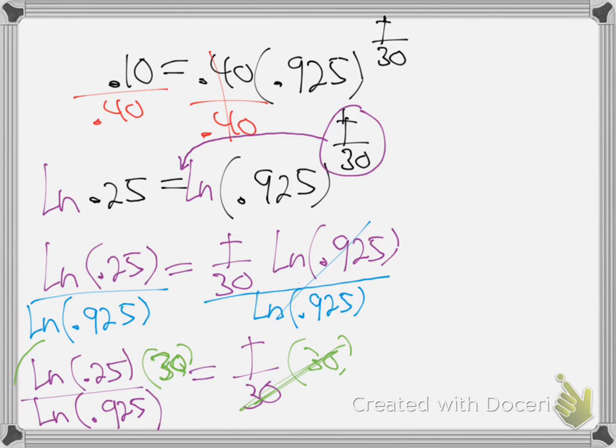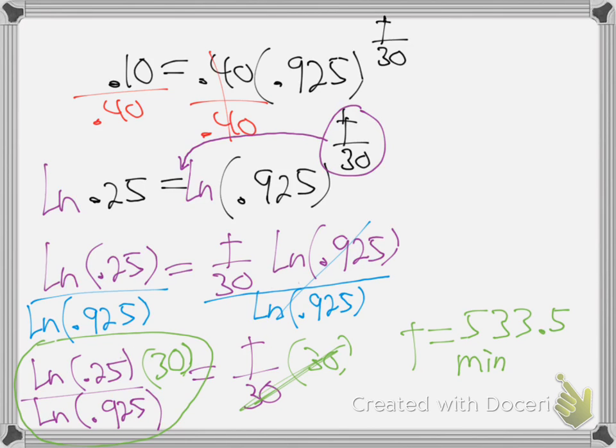So here it is. If you can read, that's a 30. I just get kind of scribbly there. So hit the buttons on your calculator. 533.5. 533.5 minutes until it's reached that level. So there's our answer.